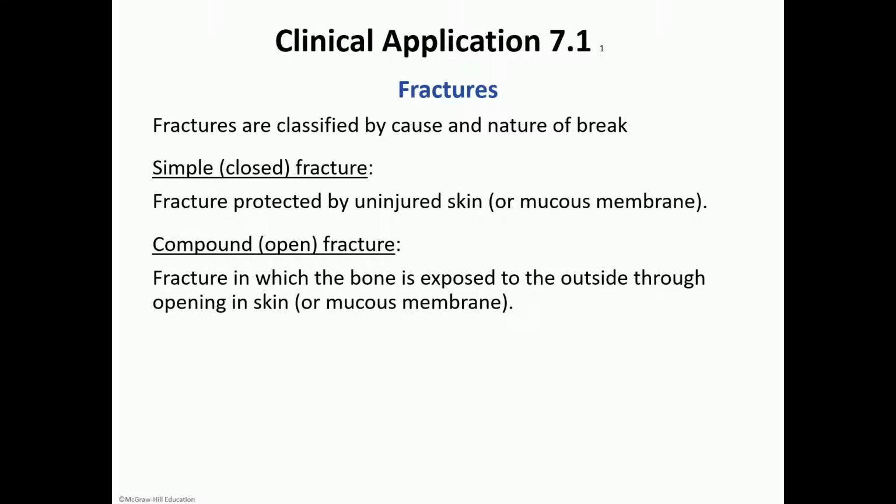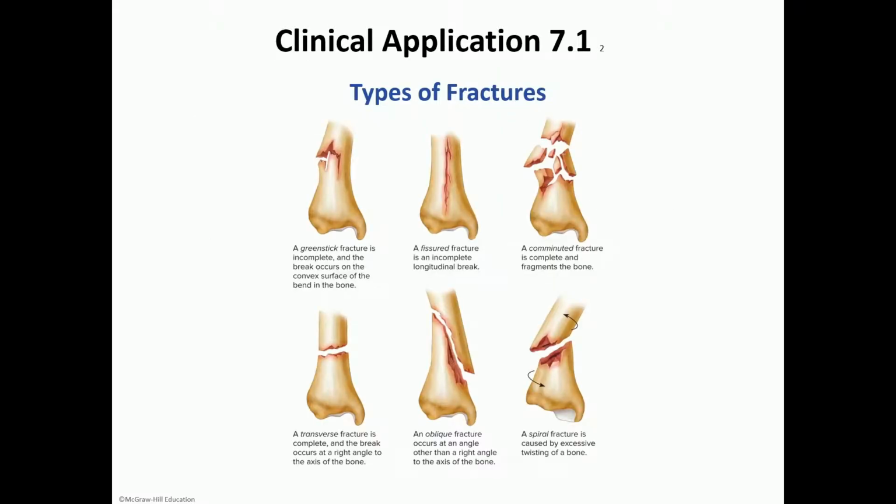Let's tie this to different clinical things. So fractures, which is a very common thing to occur. There are simple or closed fractures where the skin is not injured. The skin or the mucous membrane are intact. A compound or an open fracture is when the bone is exposed to the outside world, either through a broken skin or broken mucous membrane. These are types of fractures.